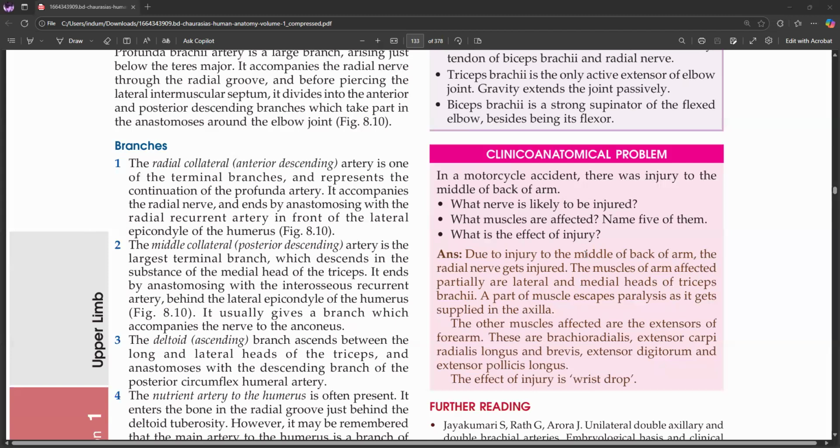Answer. Due to injury to the middle of back of arm, the radial nerve gets injured. The muscles of arm affected partially are lateral and medial heads of triceps brachii. A part of muscle escapes paralysis as it gets supplied in the axilla. The other muscles affected are the extensors of forearm. These are brachioradialis, extensor carpi radialis longus and brevis, extensor digitorum, and extensor pollicis longus. The effect of injury is wrist drop.